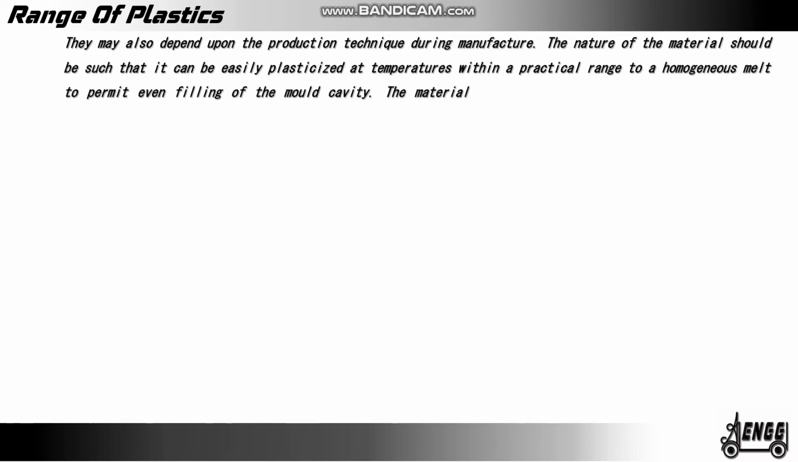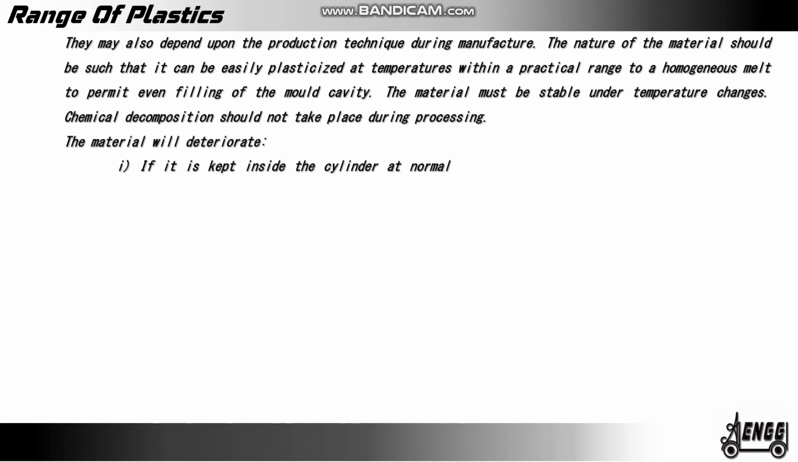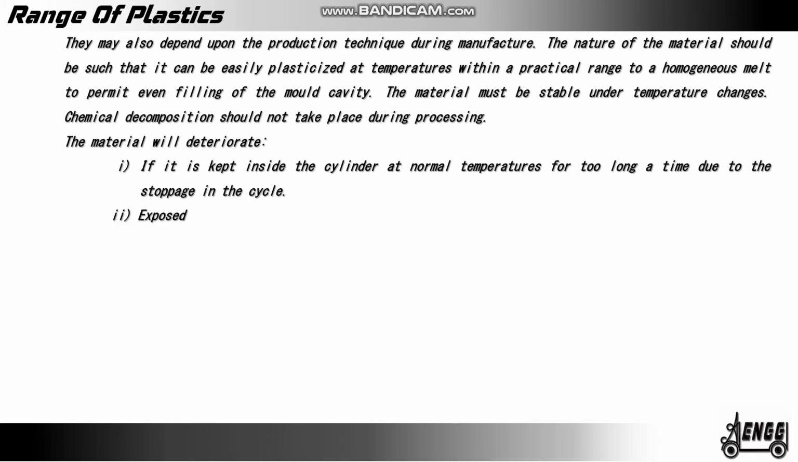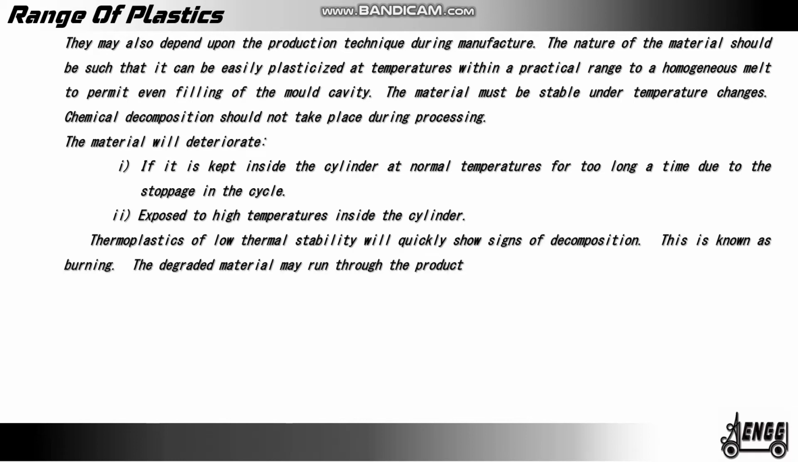The material must be stable under temperature changes. Chemical decomposition should not take place during processing. The material will deteriorate 1. If it is kept inside the cylinder at normal temperatures for too long a time due to stopping in the cycle. 2. Exposed to high temperature inside the cylinder. Thermoplastics of low thermal stability will quickly show signs of decomposition. This is known as burning. The degraded material may run through the product as streaks.